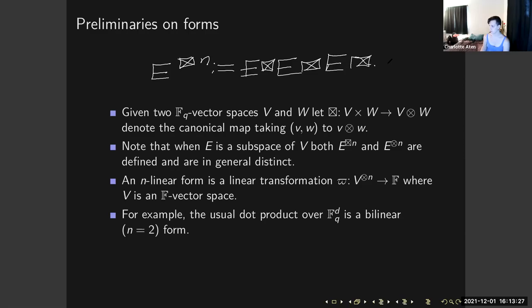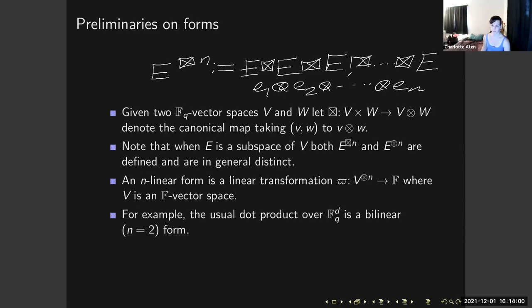So in other words, I want to make all of the pure tensors that I can from elements of E. And so in general, this consists of things that look like E1 tensor E2 tensor and so on, up to En, where each of the Ei are elements of E. And so in general, this is not a vector space. E is just some subset of F_q. This in general isn't a vector space.